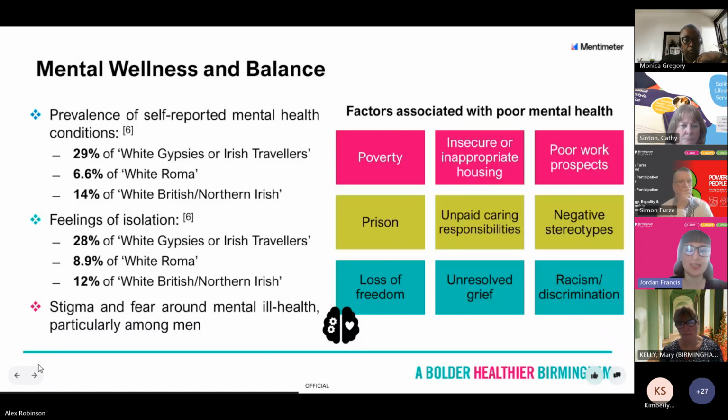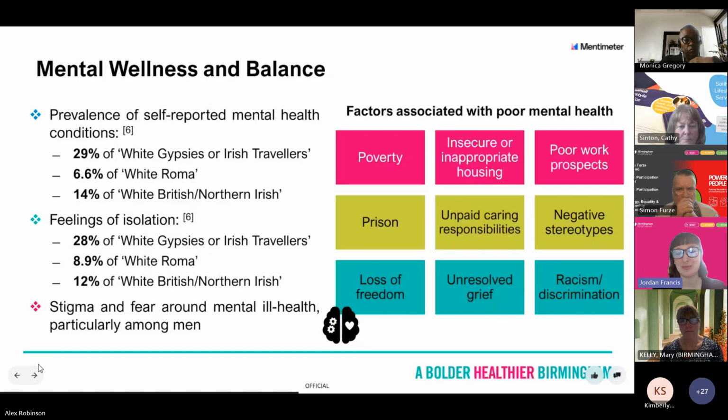6.6% of white Roma reported poor mental health conditions. But as I said, this may not be reflective of the experience of mental health, but may be reflective of people's ability to discuss it in a safe environment. There are many factors associated with poor mental health. I'm not going to list them all off. Some are on the screen.